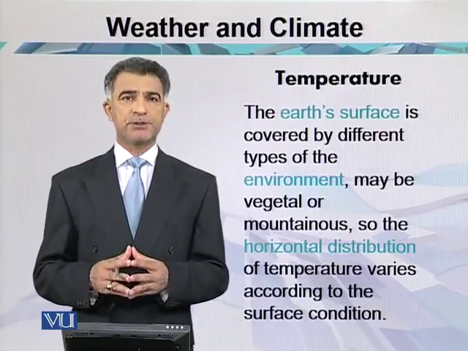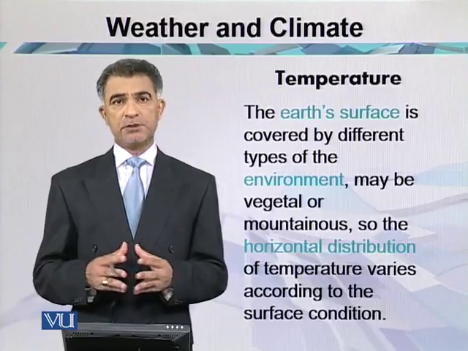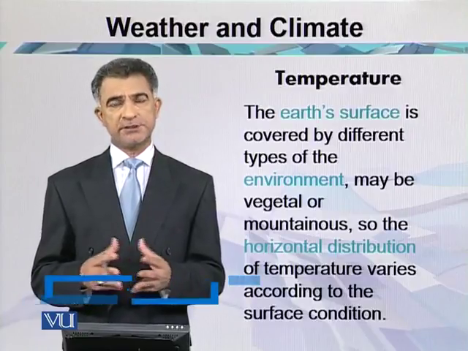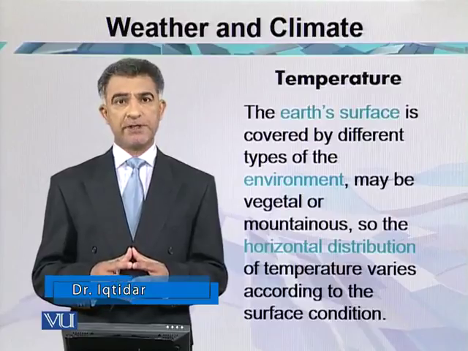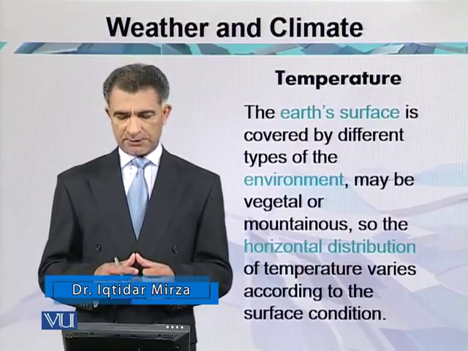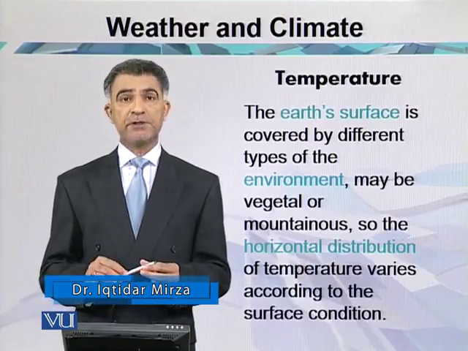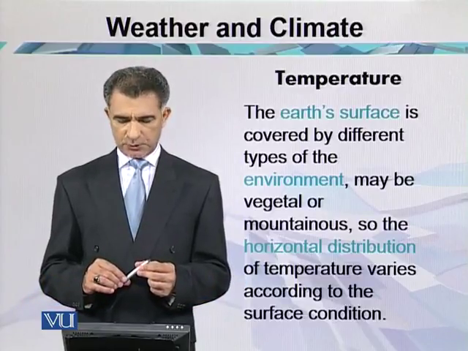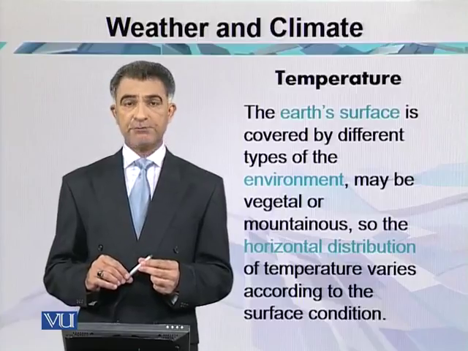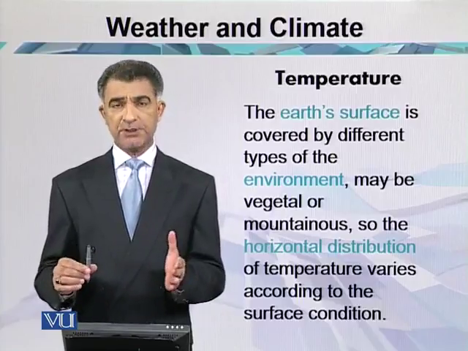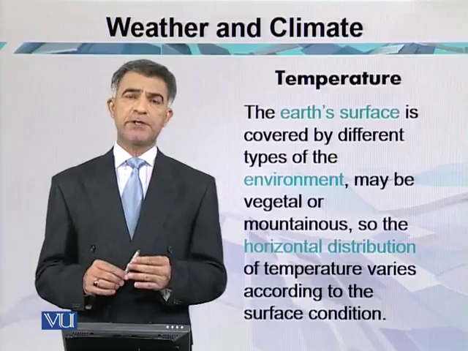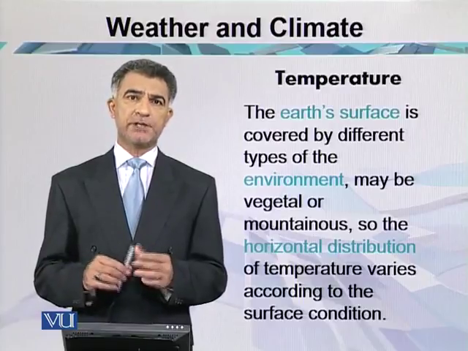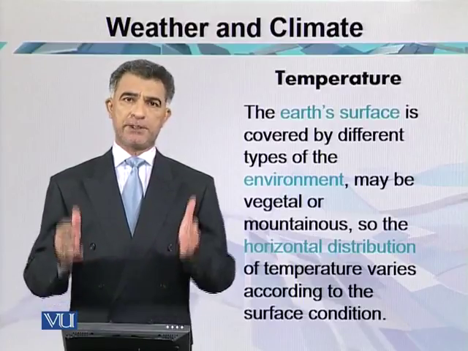the air temperature, or in other words, we can say that it is the atmospheric temperature. The Earth's surface is covered by different types of environment, maybe vegetal or mountainous. So the horizontal distribution of the temperature varies according to the surface condition. Here one thing is very important, that the surface type is controlling the air parcel.